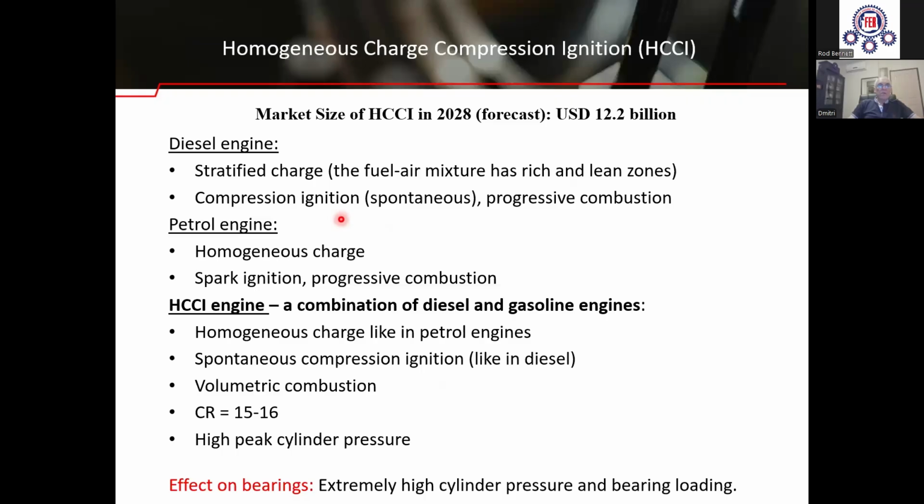And the ignition is compression ignition, which is spontaneous, and the combustion is progressive combustion. If you look at the petrol engine, the charge is homogeneous, and the ignition is spark ignition, and again, it is progressive combustion. Now, the HCCI engines, it's a kind of engine combining features of both petrol and diesel engines.